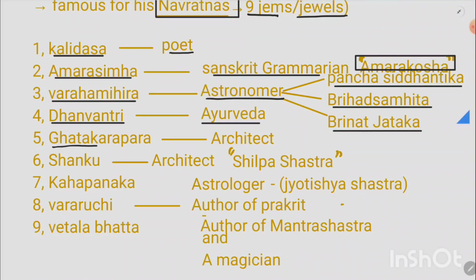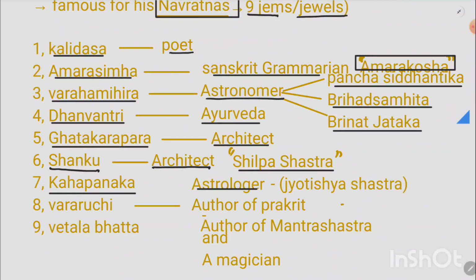Now, Gatta Karapara was another important personality, and he was an architect of Chandragupta II. There is this character called Sankhu. He was also an architect who is believed to have written this book Shilpa Shastra. Okay, now what about this Kahapanaka? Kahapanaka was an astrologer, and he has written this Jyotishi Shastra.